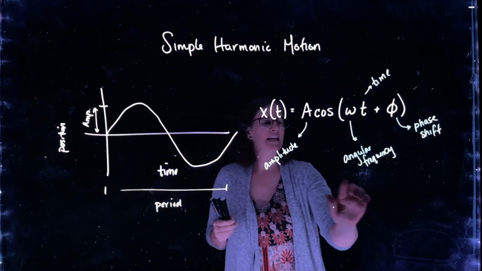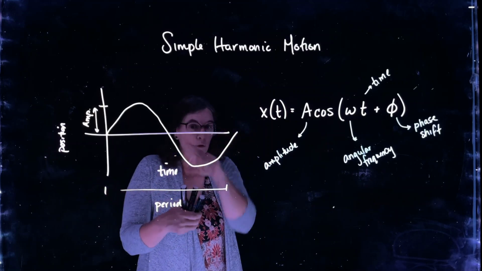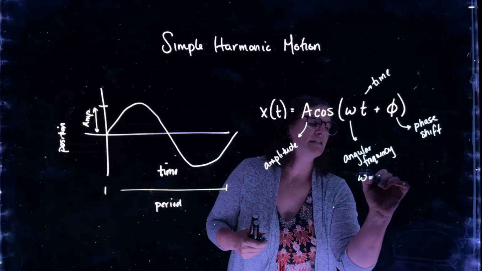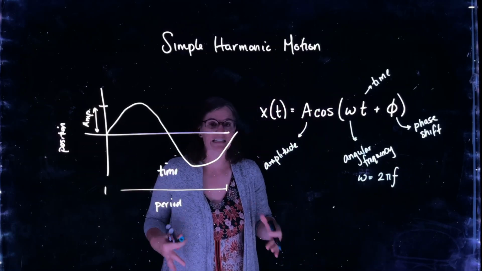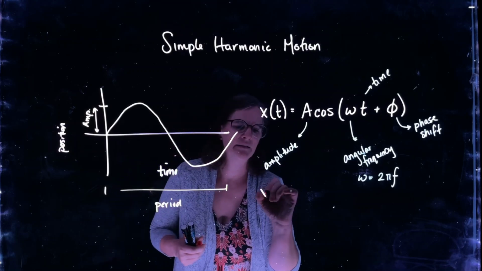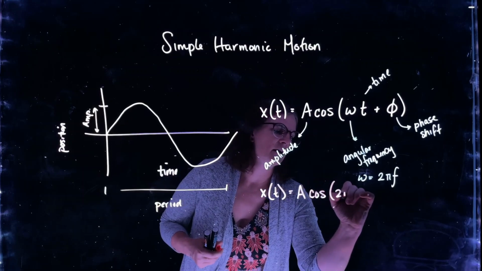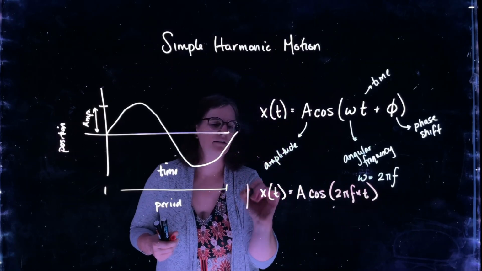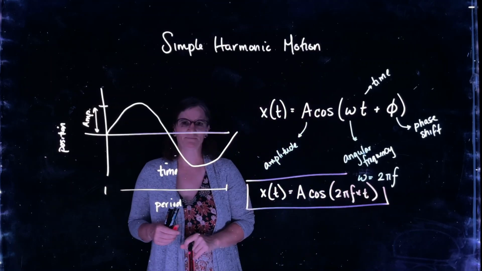Now, the angular frequency is actually related to the frequency I was talking about before. Through our polar coordinates, the angular frequency, omega, is equal to 2 pi times the frequency, the cycles per second of our wave. So what we often see written is x equals A cosine of 2 pi f times our time. This is the relationship for position for simple harmonic motion.